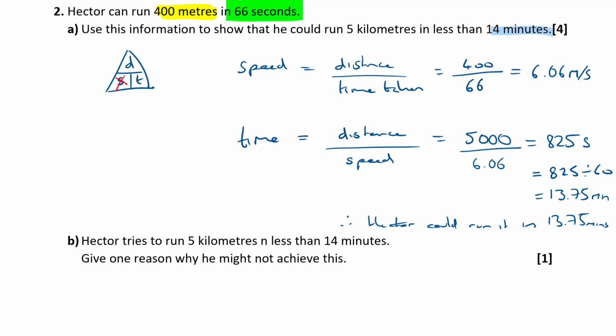Right, and it says Hector tries to run 5 kilometers in less than 14 minutes. Give one reason why he might not be able to achieve this. Well, fairly obviously 5 kilometers is a lot further than 400 meters, and you kind of run out of energy after a while, don't you? You can't run at a sprinting speed for 5 kilometers. You've got to go at a slower pace. So what I would say here is that Hector may tire and slow down.